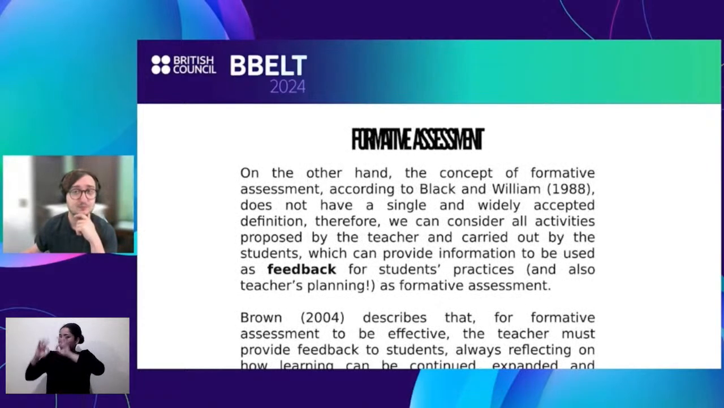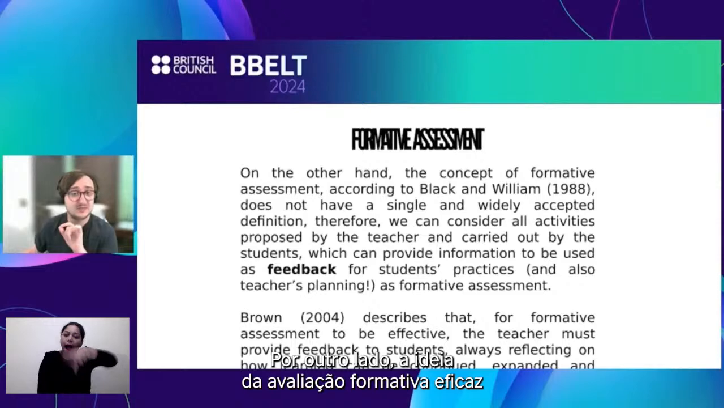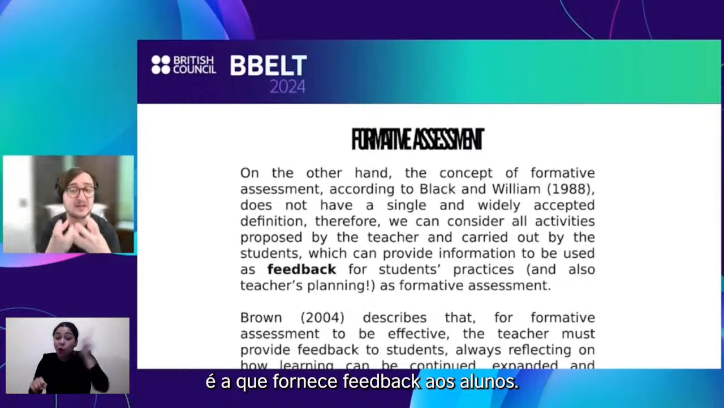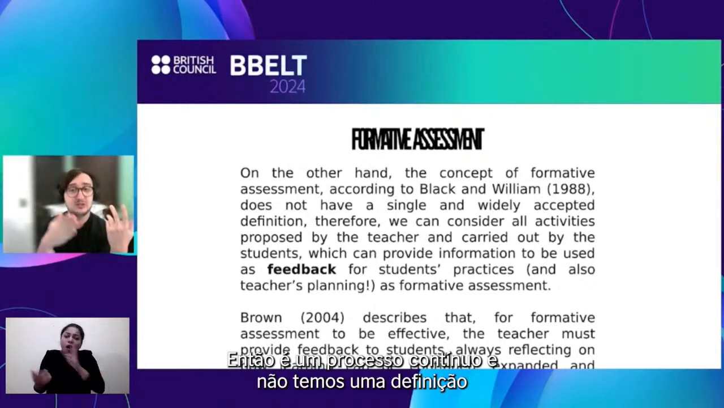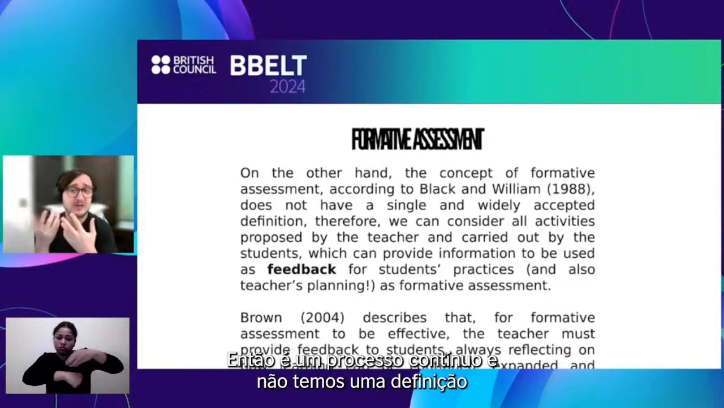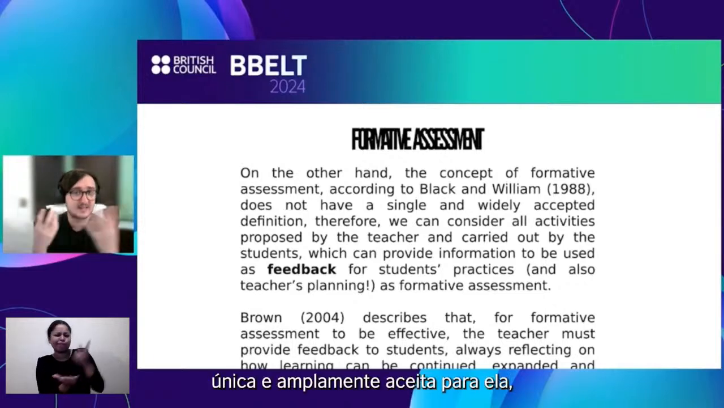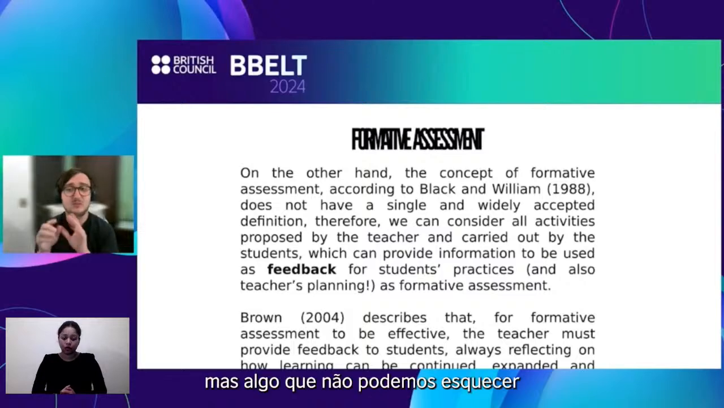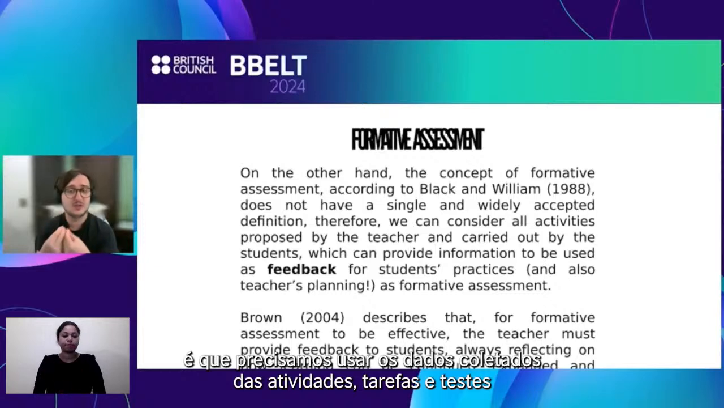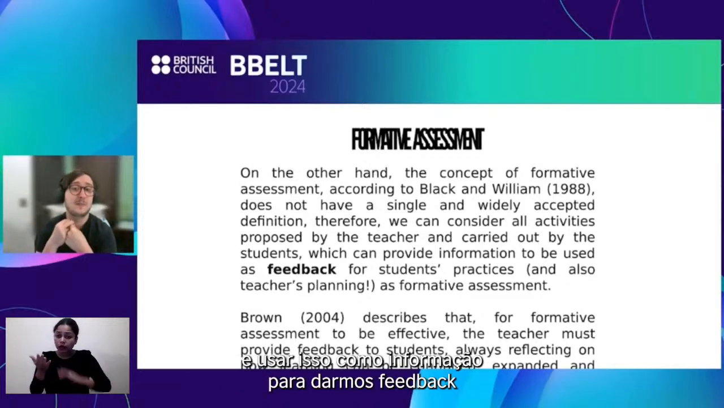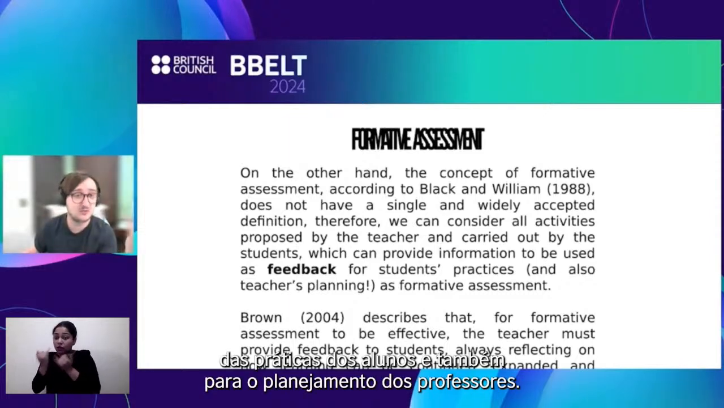On the other hand, formative assessment, to be effective, is the idea of providing feedback to students. So it's a continuous process, and we don't really have a single and widely accepted definition for formative assessment, but one thing that we cannot forget is that we need to use the data we've collected from the students' activities, tasks, or tests, and use that as information and as feedback for students' practices, and also for the teachers' planning.